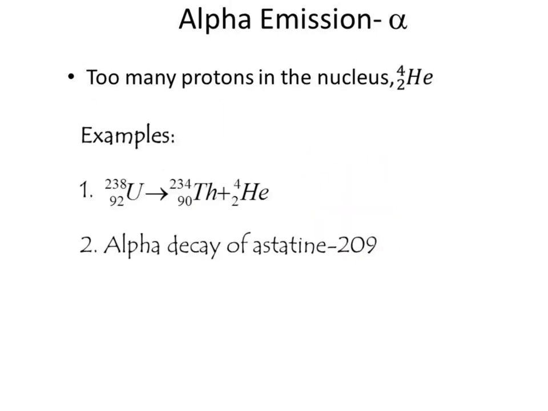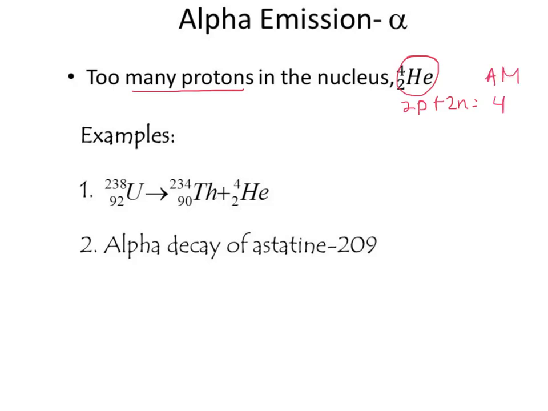When you go through alpha decay, you typically have too many protons, and you emit an alpha particle, which is the helium nucleus, and it has 2 protons and 2 neutrons, and it gives you an atomic mass of 4.